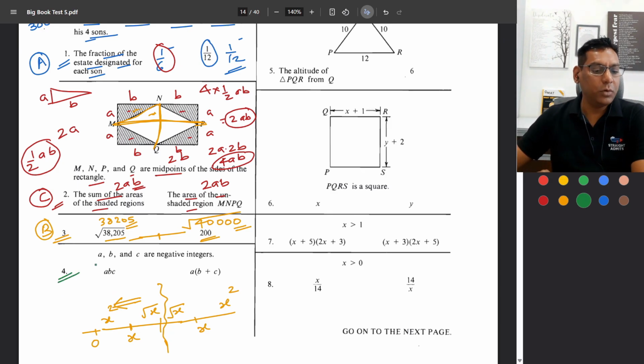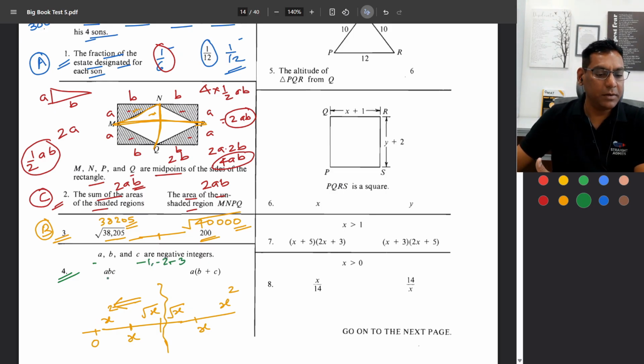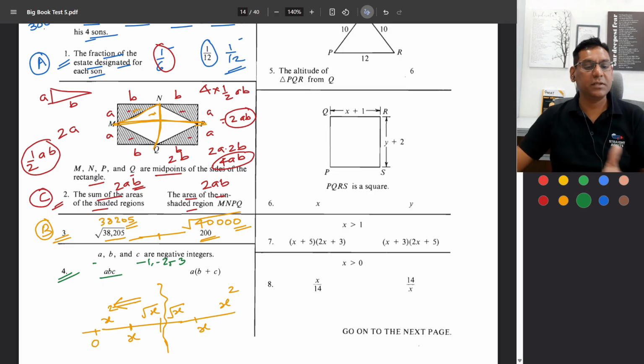Question number 4. A, B, C are negative integers. I can take some numbers. Let's say I take them as -1, -2, -3. So what do I get here? ABC is -6. Correct. A into B plus C: -1 into B plus C, and B plus C is -5. I get 5 as an answer. 5 is bigger than -6.